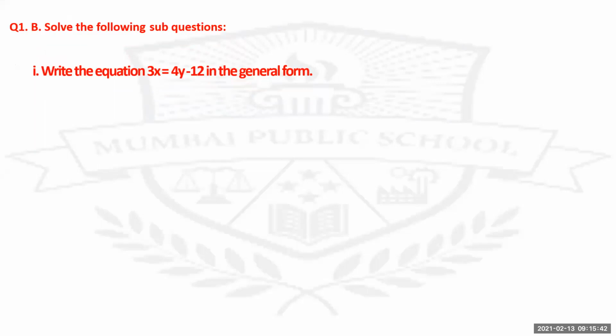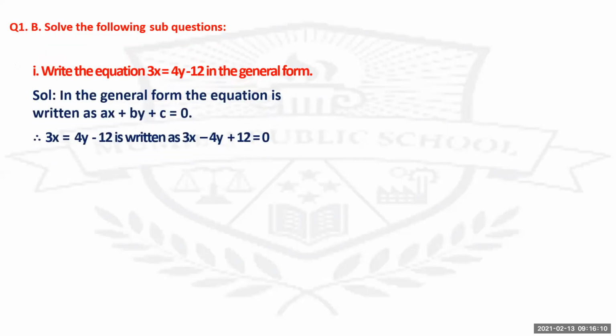Now write the equation 3x equals 4y minus 12 in the general form. Remember, this is also going to be a one step answer. So here also there is no need to show the entire method of how you have solved. You can come directly to the answer. When you write a linear equation in the general form, it is written as ax plus by plus c equals 0.